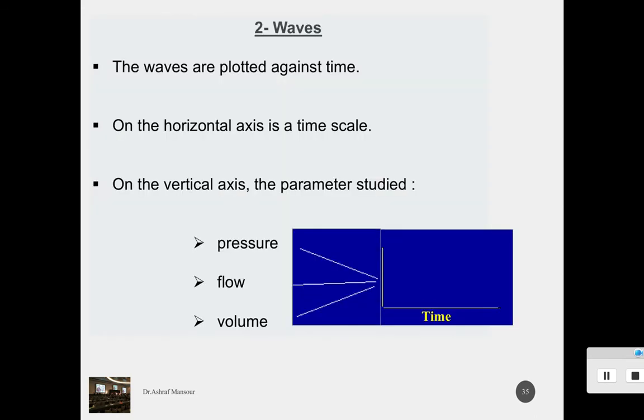For the waves, we have three types of waves. The horizontal axis of the drawing is the time, and against the time is the type of wave which is drawn: either the pressure wave, the flow wave, or the volume wave.